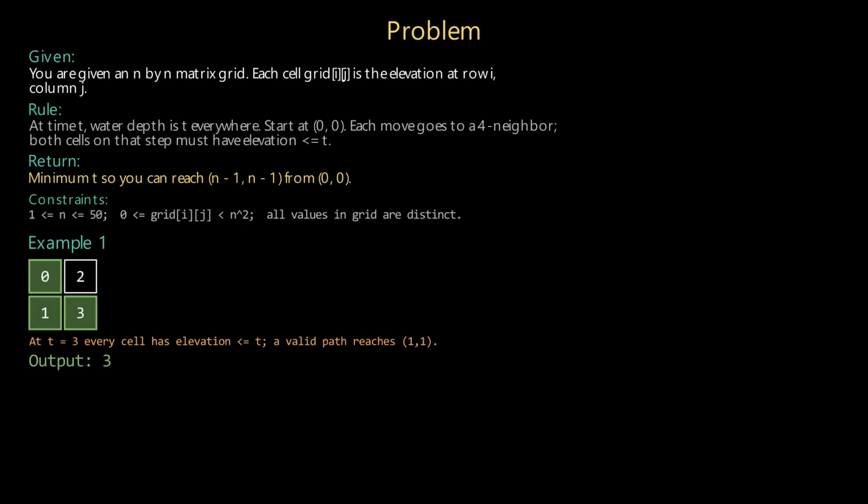Example: grid is row 0, 0 then 2, row 1, 1 then 3. At t equals 2, the cell with elevation 3 in the corner is still too high, so you cannot finish there. At t equals 3, every cell is allowed, and one path is 0 to 1 to 3 along the bottom, or 0 to 2 to 3 along the right. The largest elevation along such a path is 3, so the answer is 3.